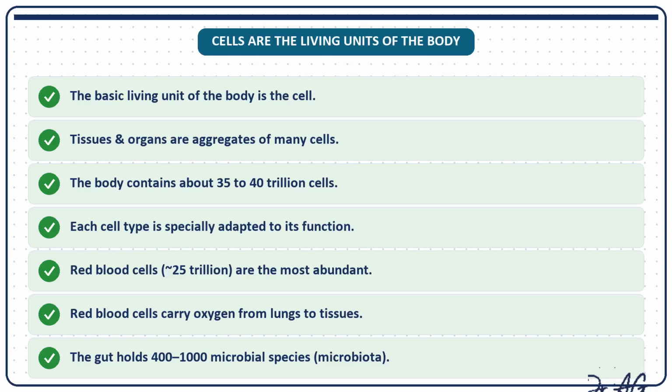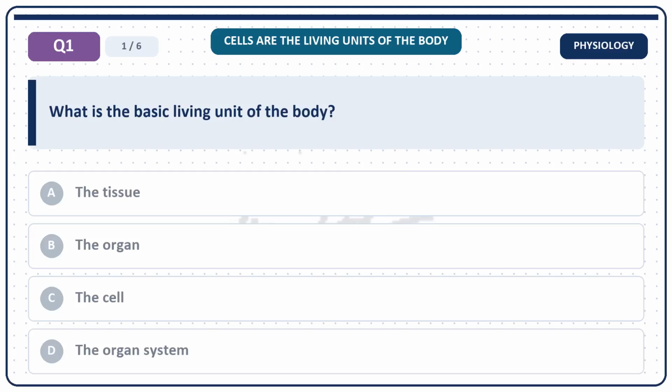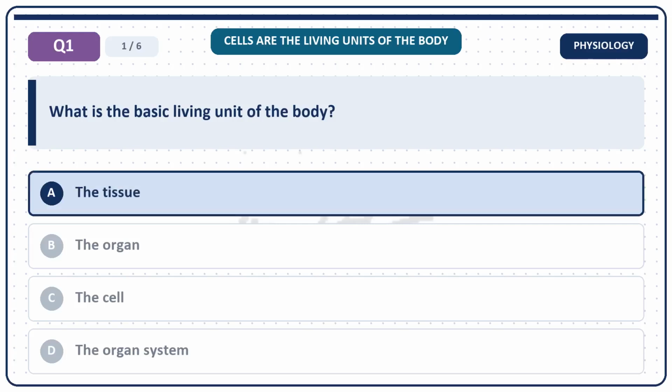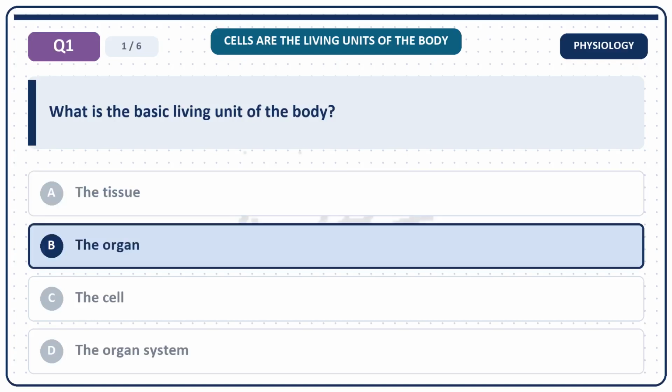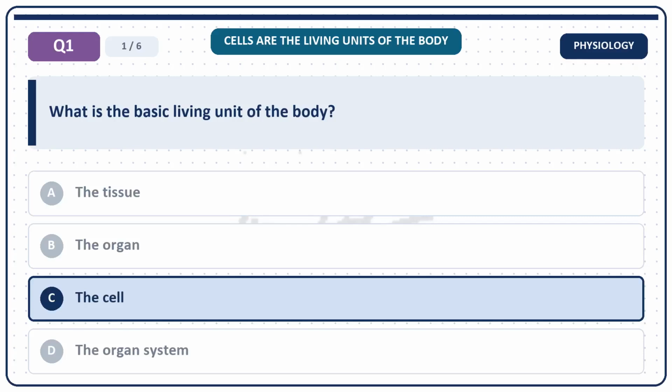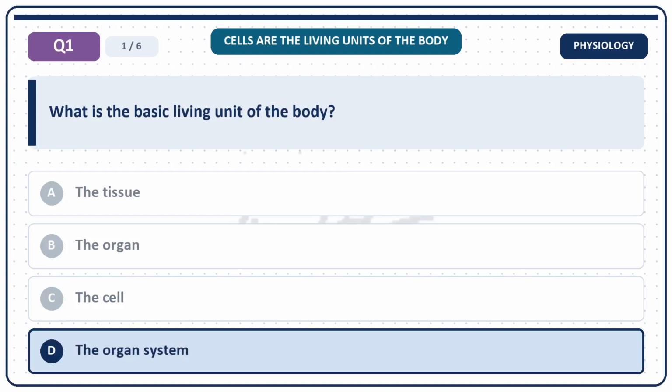Now, let's test what you've learned, with some questions. Question 1. What is the basic living unit of the body? Option A. The tissue. Option B. The organ. Option C. The cell. Option D. The organ system.